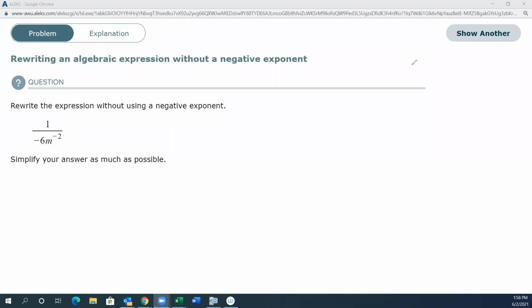Now this time, notice that the m is being affected by the exponent of -2, but the -6 is not, because there's no parentheses. Therefore, when I get rid of the negative exponent, the m to the -2 shifts position from bottom to top, but the -6 doesn't go anywhere. And the problem is done.